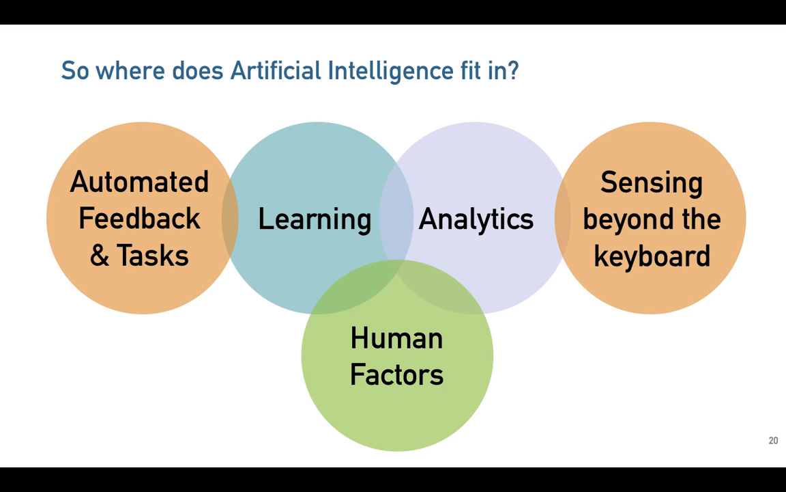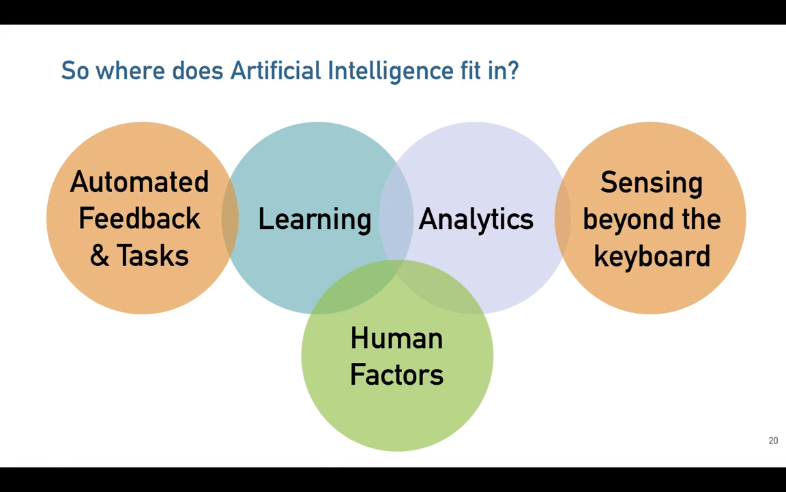Oh, and then there's AI. So far, there's no AI. It's just capturing data, analyzing it for patterns, and trying to visualize it in helpful ways. AI, you might think of as adding two more circles here. On the learning side, it's making most impact on automated feedback and adjusting the task for the learner's ability. And on the right-hand side, we've got the ability to sense way beyond what just comes through a keyboard now.